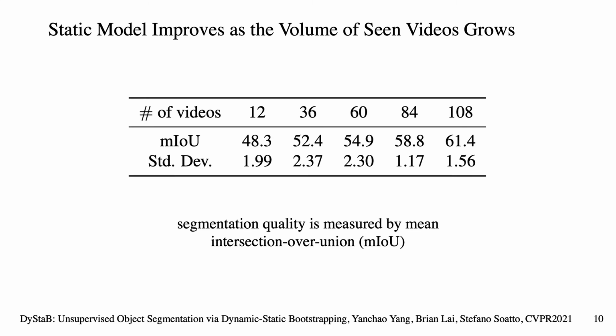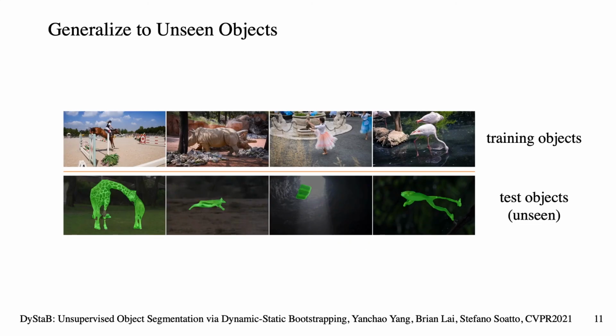As the volume of training videos grows, the performance of the static model also improves, growing left to right with the number of objects learned. Moreover, the static model can generalize to unseen objects even if they are not shown in the training videos.